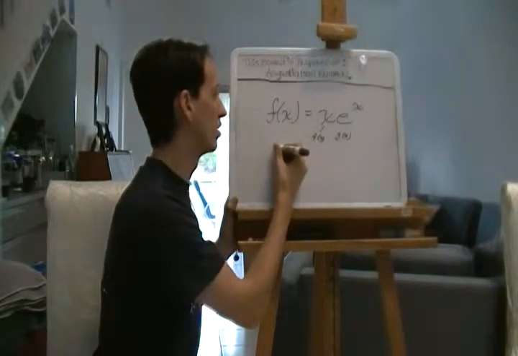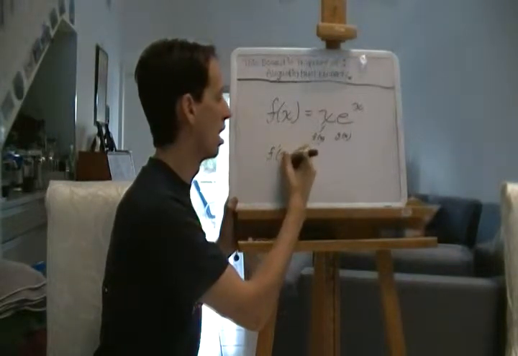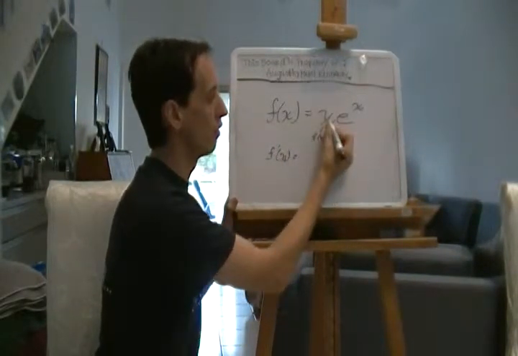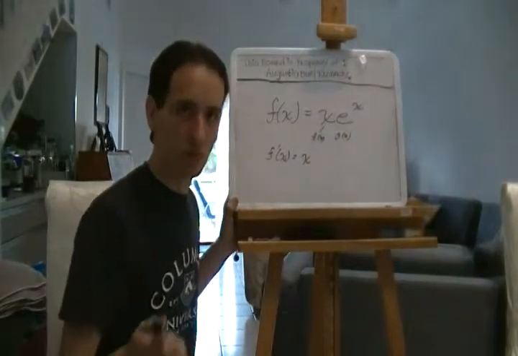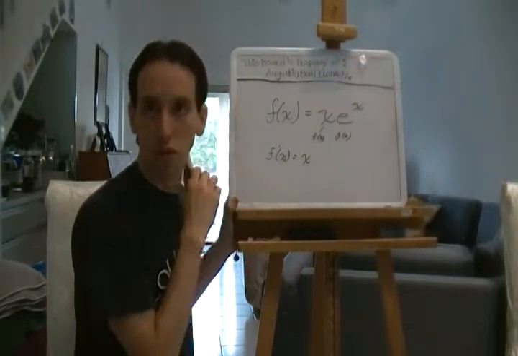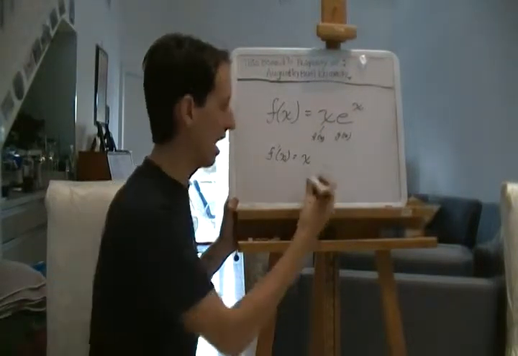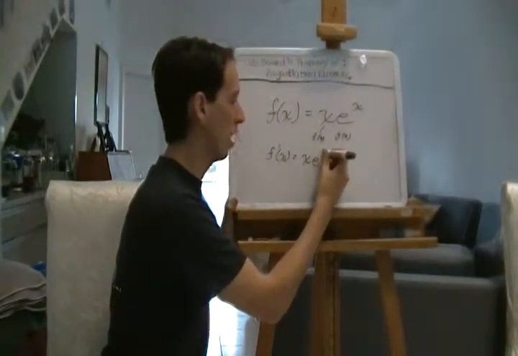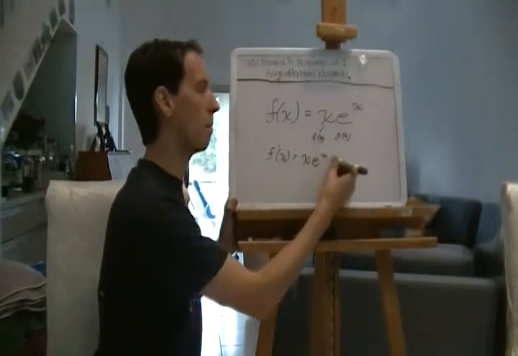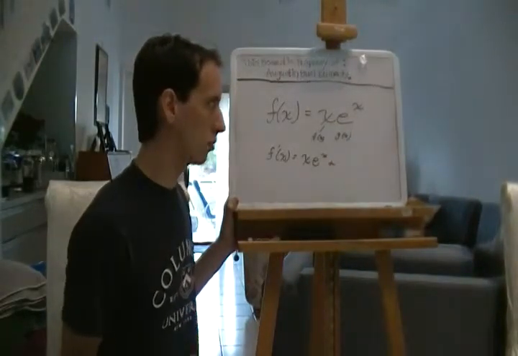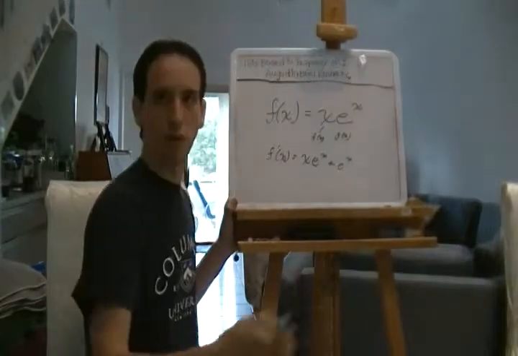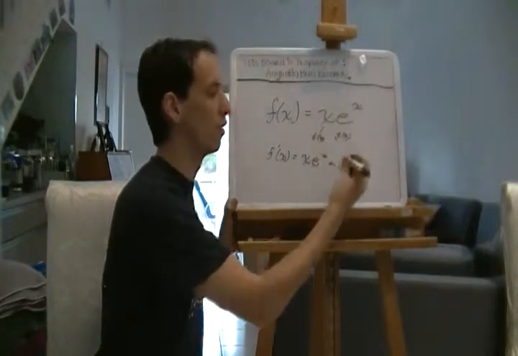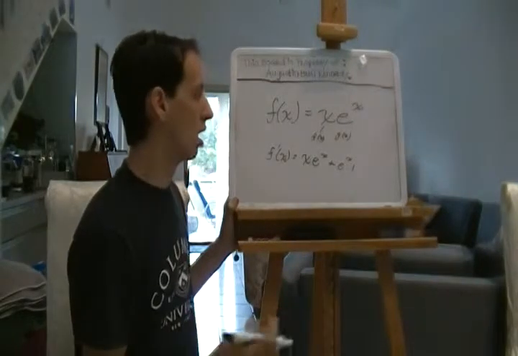Then the derivative of this function is going to be the derivative of the first, which is x, times the derivative of g of x. So we know the derivative of e to the x is e to the x. So it's x times e to the x plus e to the x times the derivative of the first, which is the derivative of x is 1.